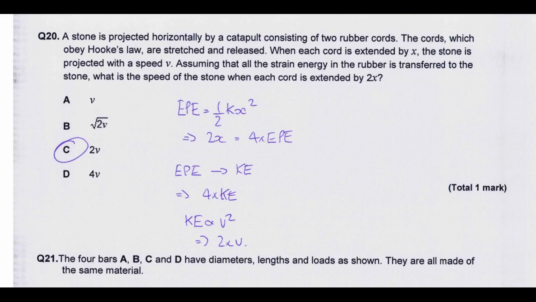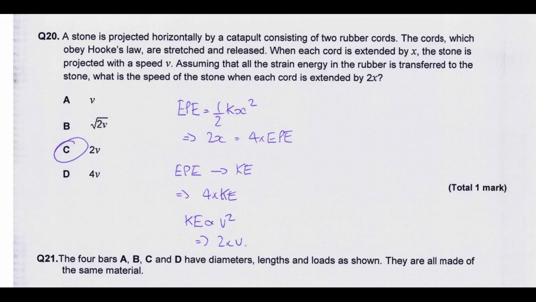A stone is projected horizontally by a catapult consisting of two rubber cords. The cords, which obey Hooke's law, are stretched and released. When each cord is extended by x, the stone is projected with a speed v. Assuming the strain energy in the rubber is transferred to the stone, what happens to the stone if each cord is extended by 2x?